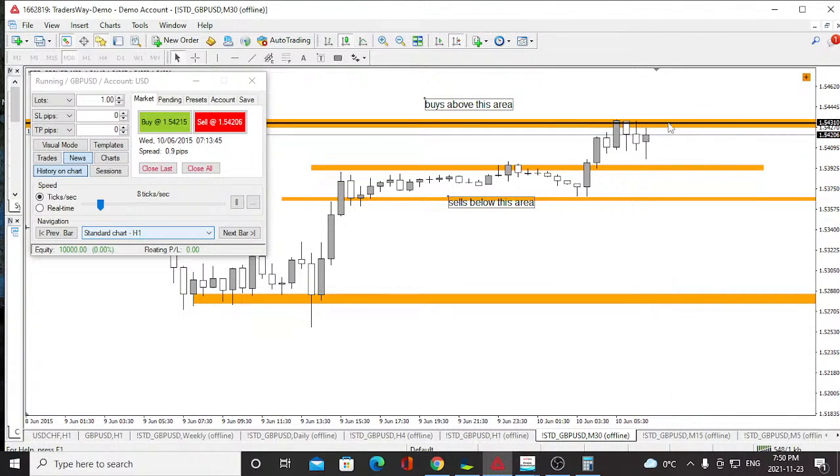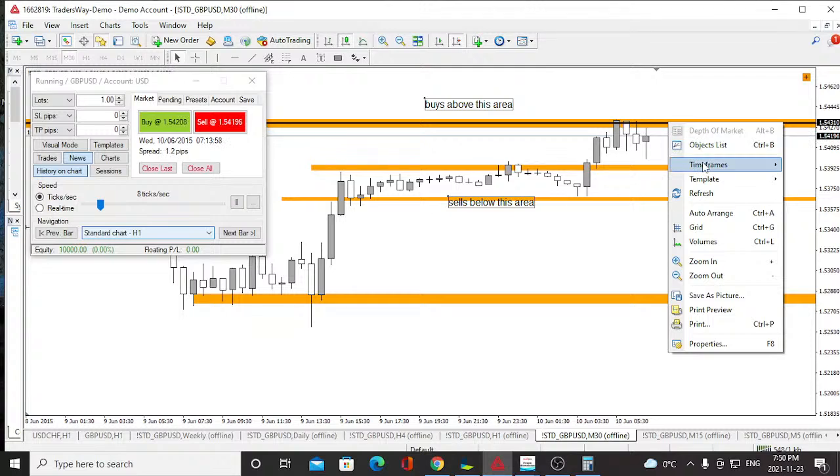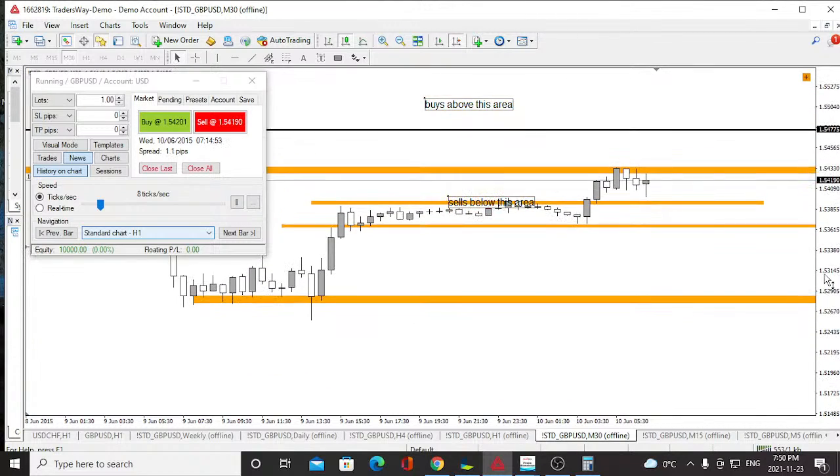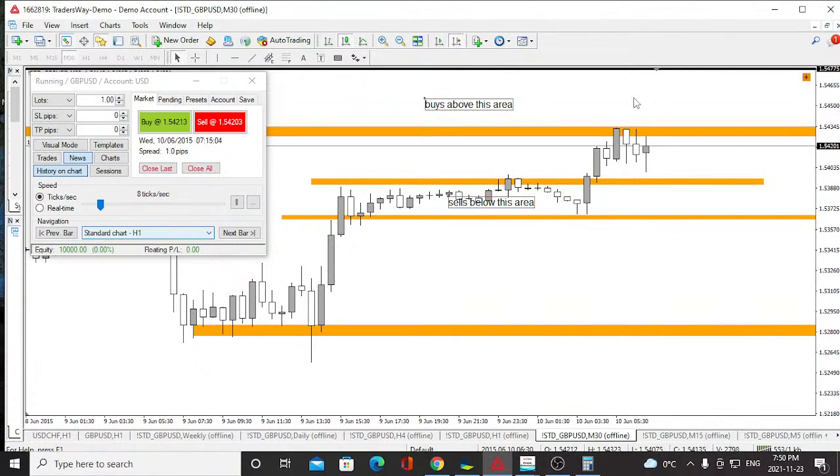So what I'm going to do here is delete this object, and then we're going to see what happens, because price might want to break out of this area. It's a whole gap, 40 pips. So we'll see what's going to happen. Let's see what's about to happen next.